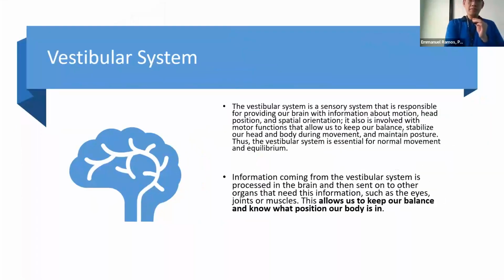What is the vestibular system? The vestibular system is a sensory system that is responsible for providing our brain with information about motion, head motor function, head position, and spatial orientation. It is also involved with motor functions that allow us to keep our balance, stabilize our head and body during movement, and maintain posture. Thus, the vestibular system is essential for normal movement and equilibrium. The vestibular system is basically located in our inner ear.